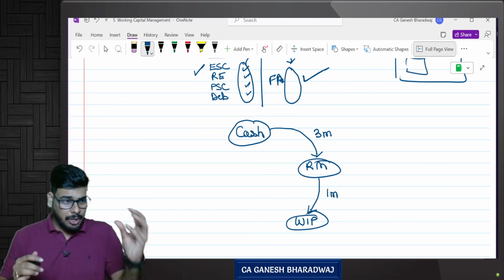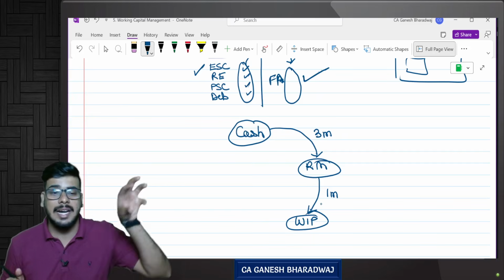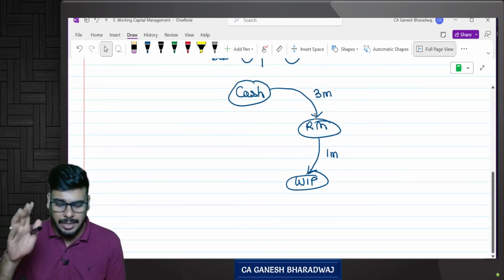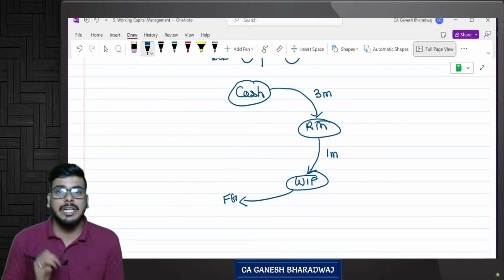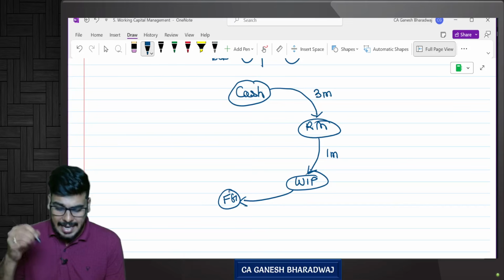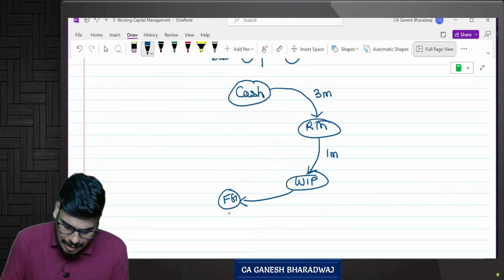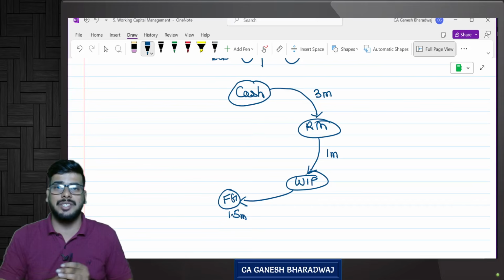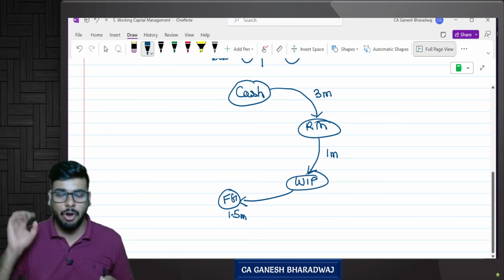Let us assume for the raw material to get converted in the WIP stage, the entire process will take about 1 month. Now, after this, will I immediately get the cash? No. This WIP will be converted into an FG. Let us say the company generally holds this for 1.5 months. The moment I convert my raw material into FG, will I immediately be able to sell it? No. It needs to stay in my warehouse for a period of 1.5 months.